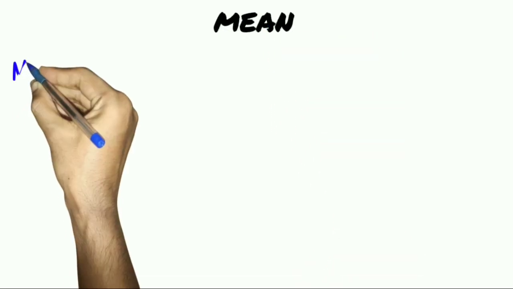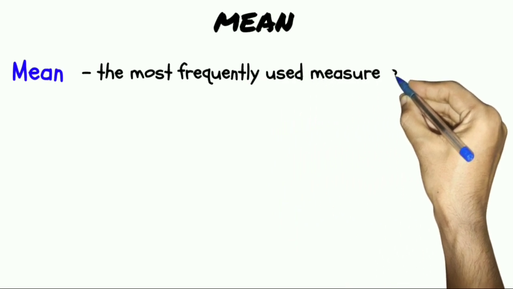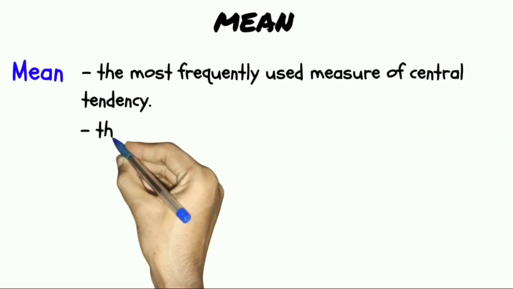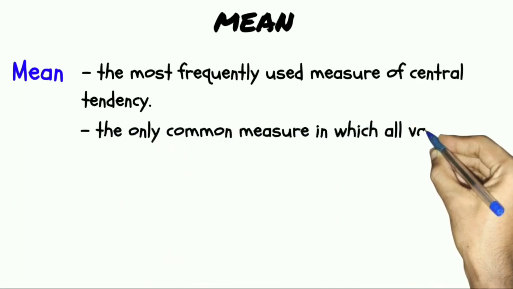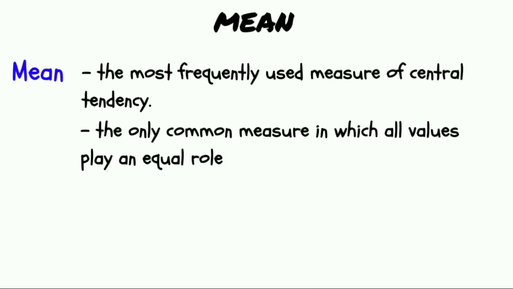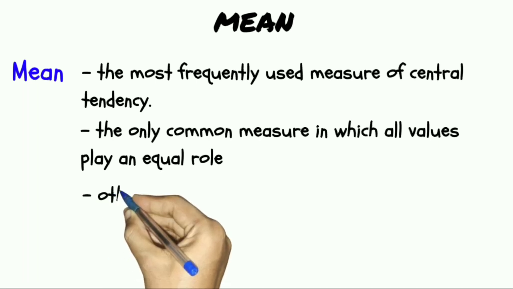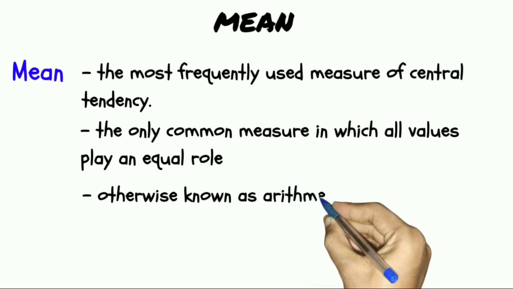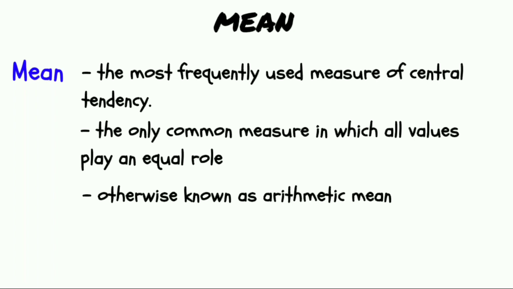Unahin natin yung mean. The mean is the most frequently used measure of central tendency. And aside from that, the mean is the only common measure in which all values play an equal role. Sa mean daw, all of the values in a data set play an equal role kasi nga, kailangan nating i-consider lahat ng values dun sa data set natin para makompute yung mean. The mean is otherwise known as arithmetic mean. Take note na pag sinabi sa problem na mean, ang ibig sabihin nun ay arithmetic mean na. Kasi meron pa tayong ibang klase ng mean, gaya ng weighted mean, combined mean, harmonic mean, geometric mean, etc.